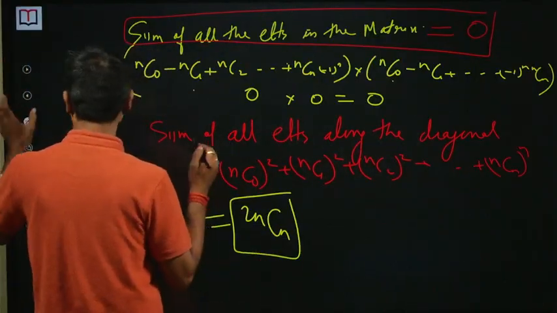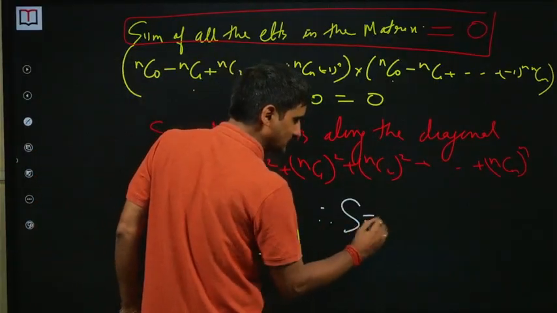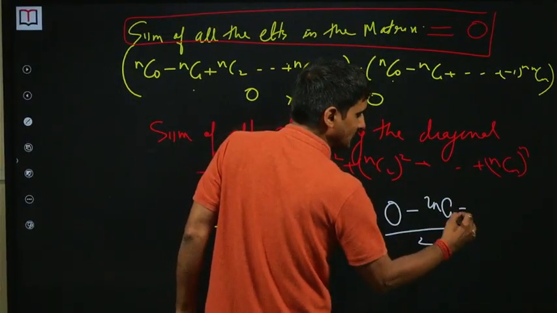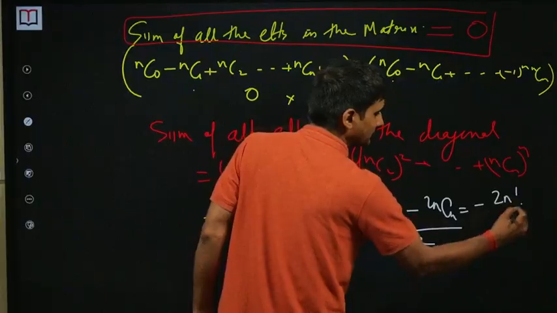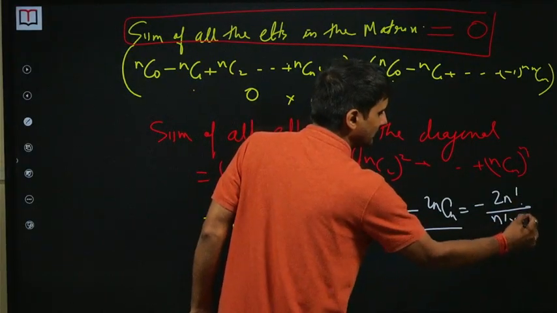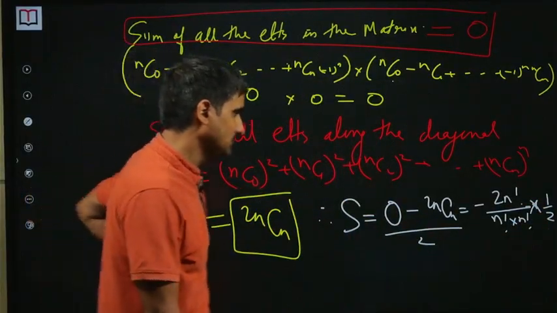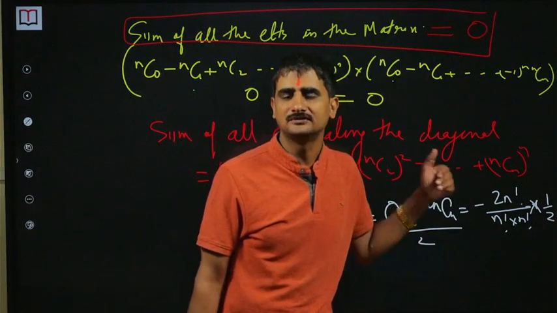Therefore, S is equal to 0 minus 2nCn, divided by 2. So it's minus (2n)! by n! times n!. Why am I doing it? Because when I got this question as a doubt, I solved it, and the answer was in terms of something else.